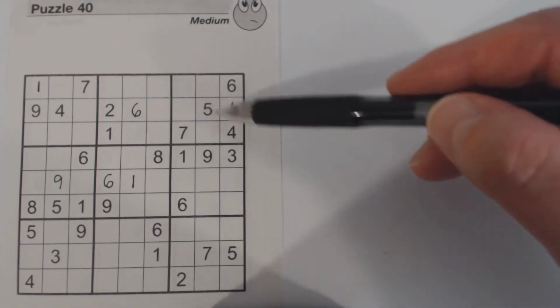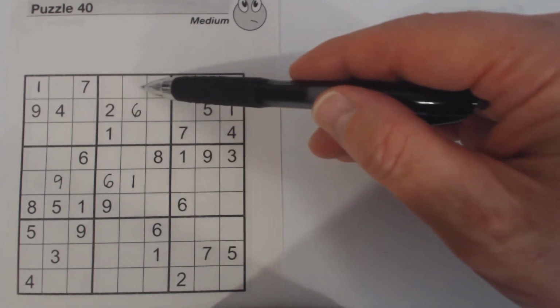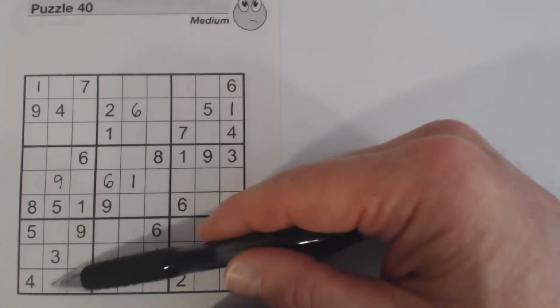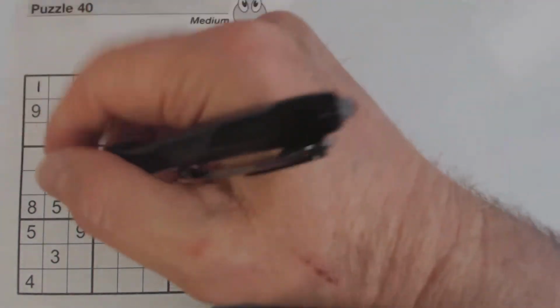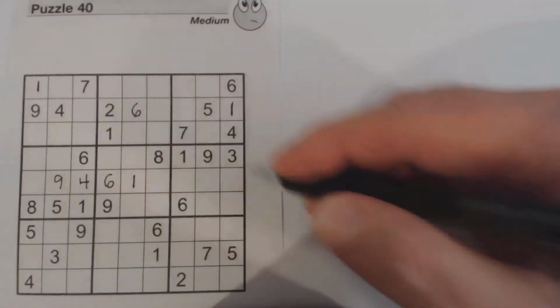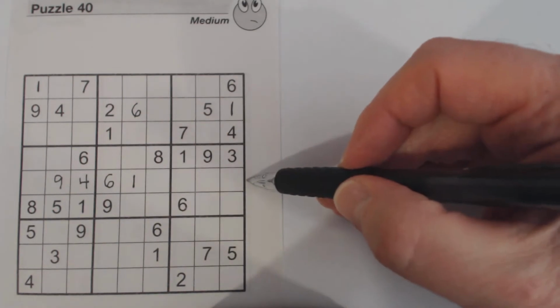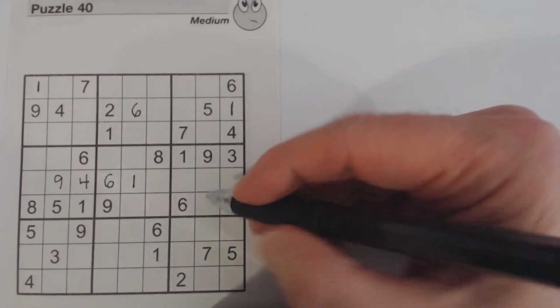Okay, 4s. 4, 4. So that's a 4 right there. Okay, 4. Got a 4 there, so we know that's a 4.